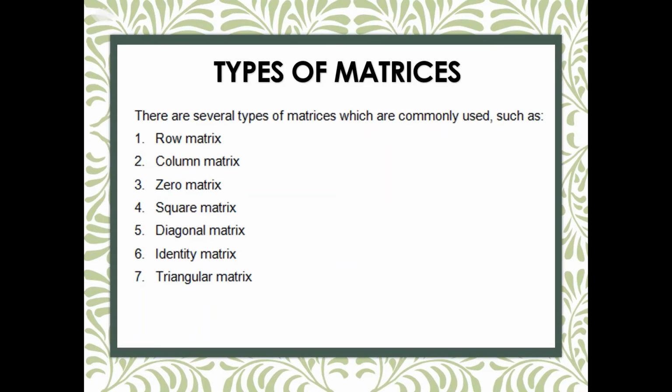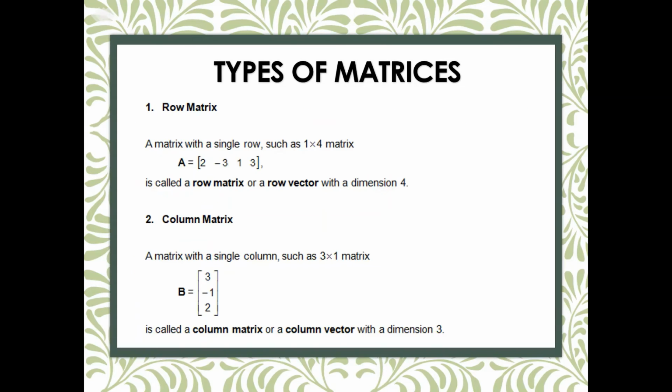Triangular matrix. A matrix with a single row, such as a 1 by 4 matrix, is called a row matrix or a row vector with a dimension 4. Generally, a 1 by n matrix, in which n here refers to any number, is referred to as a row matrix.